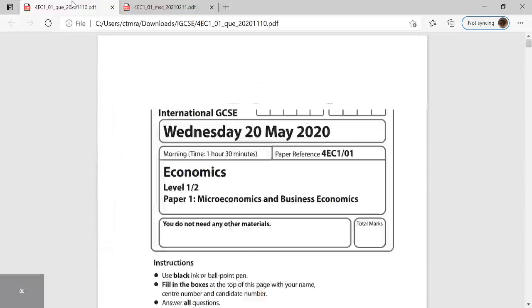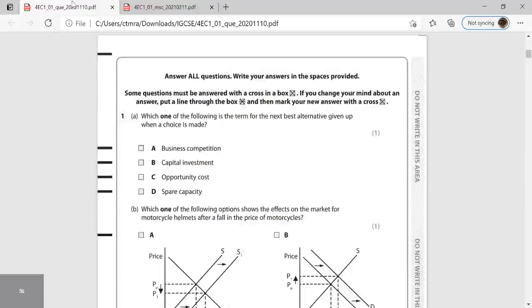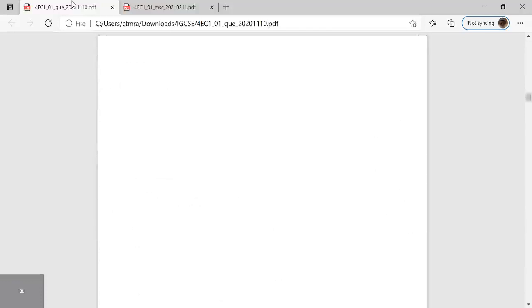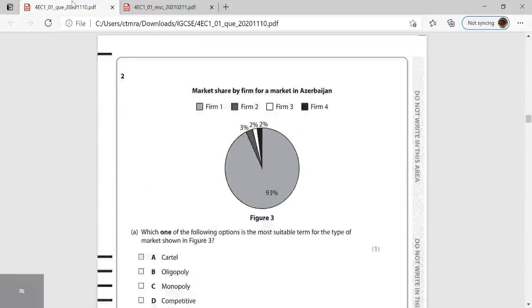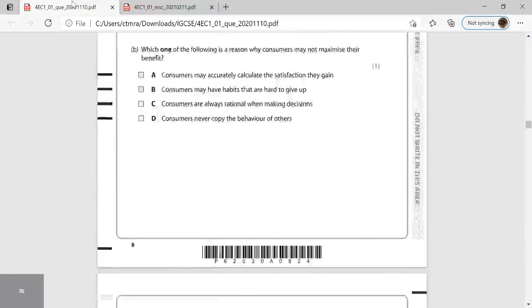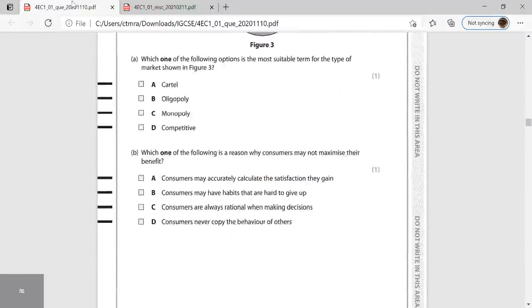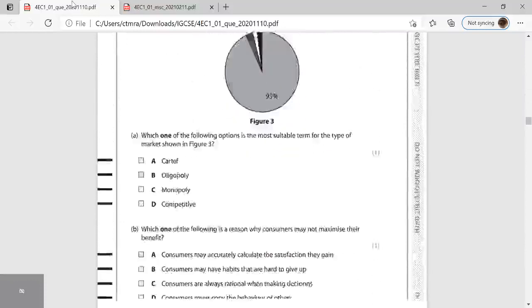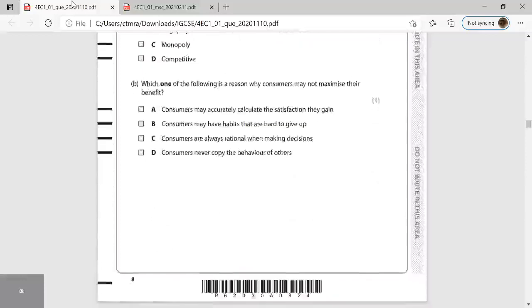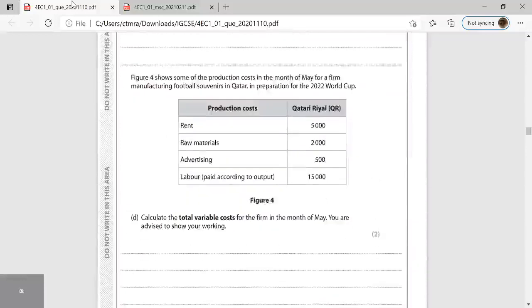Okay. So we were solving the May 2020 question paper. So we did up to this. Okay, so let's solve this one.